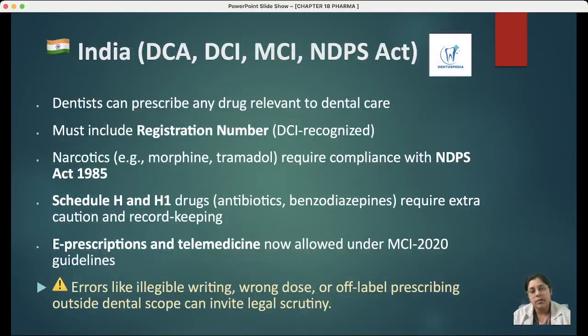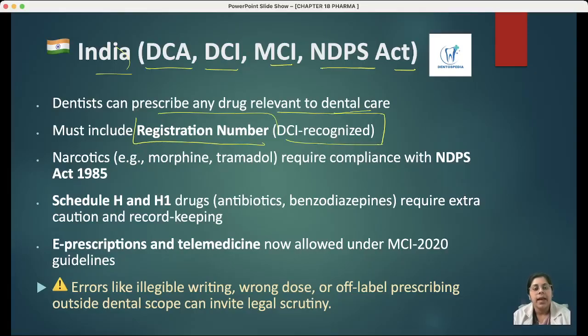Now in India, what is that? DCA, DCI, MCI, NDPS Act is followed. Dentists can prescribe any drug relevant to dental care, must include the registration number, that is DCI recognized. Okay. And narcotics, for example morphine, tramadol, require compliance with the NDPS Act 1985.